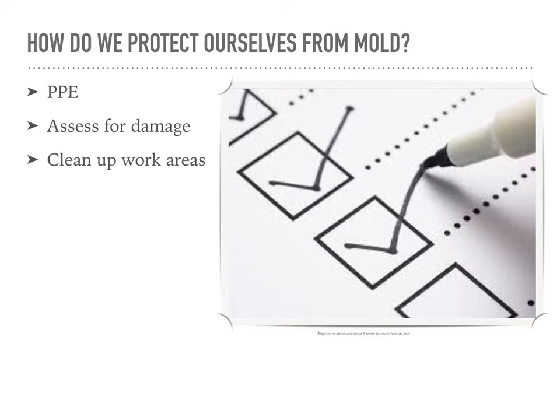So how do we protect ourselves? We found out how we get exposed and what we are exposed to. So how do we protect ourselves? PPE, personal protective equipment. Also, assess for water damage or mold damage in the home and clean up work areas.